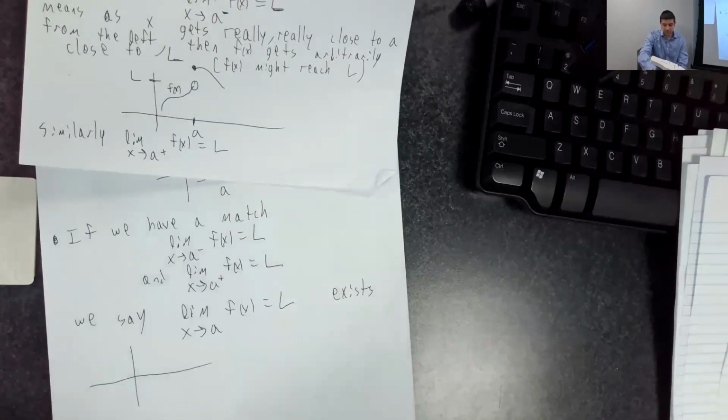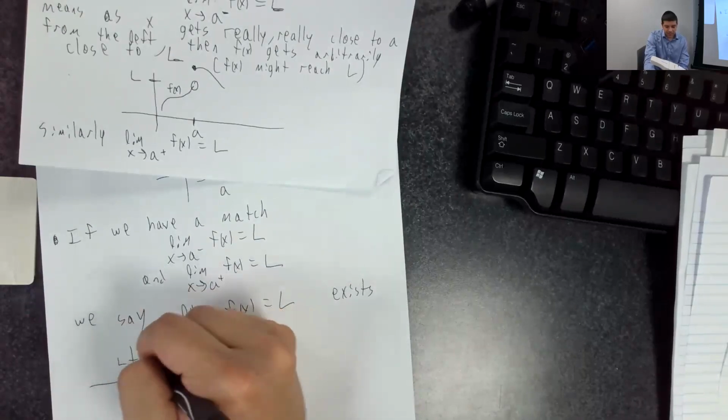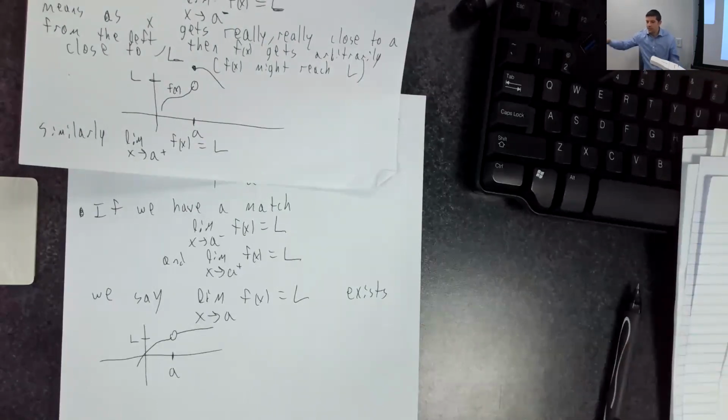And this would be the picture. Here's a, here's L. The Y value pattern from the left and right are the same. Y values from the right get close to L, Y values from the left also getting close to L. Okay, definitely a mouthful. We're going to do some examples, but any questions on this?